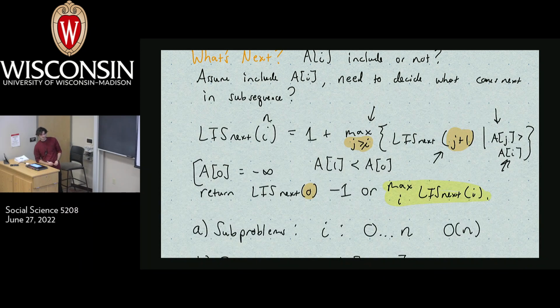I don't understand the notation that you're using for max. What does that mean? This is the max over all indices j that are larger than i. So it's like a for loop for j from i up to n, and then you compare it.